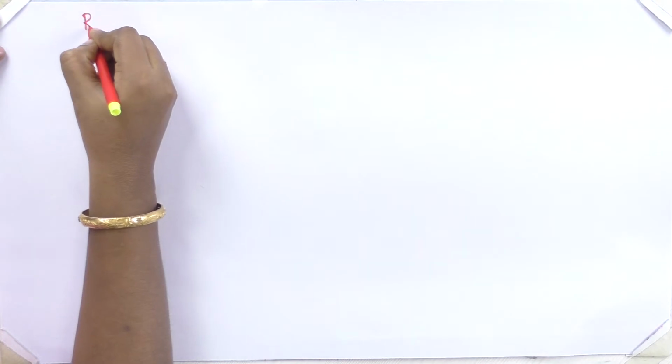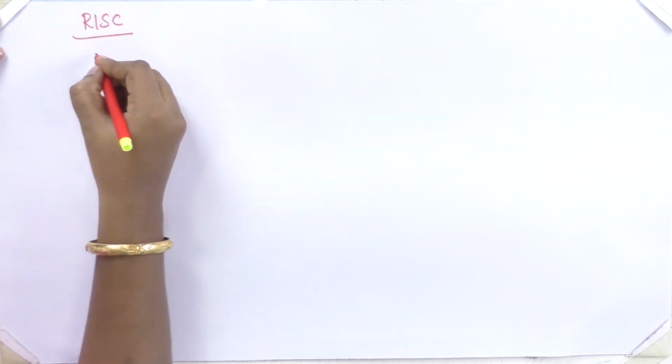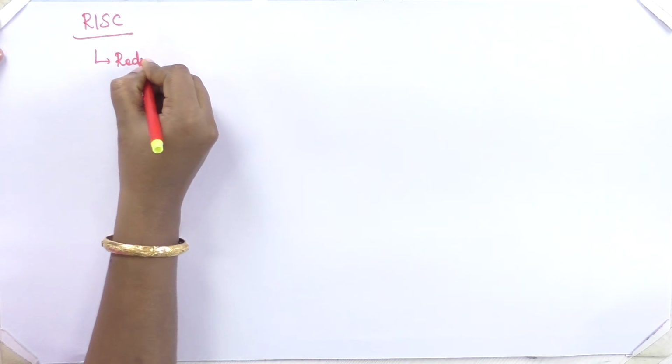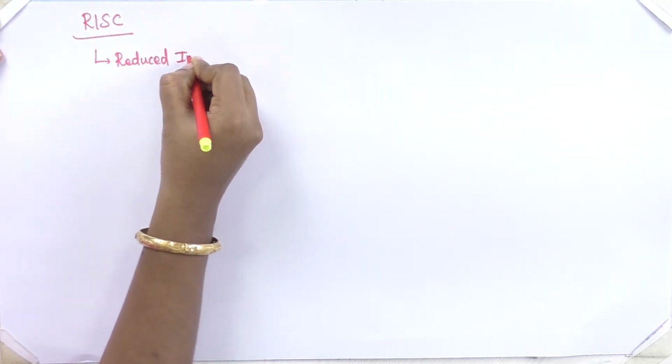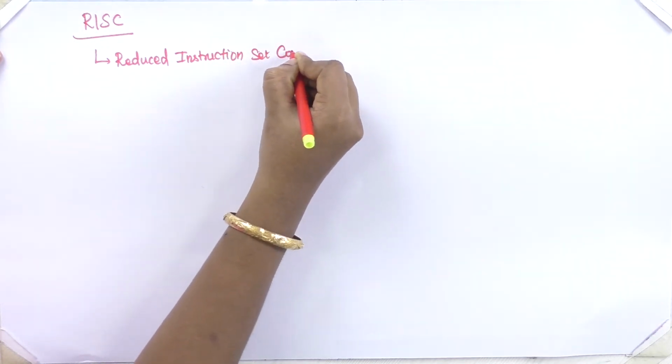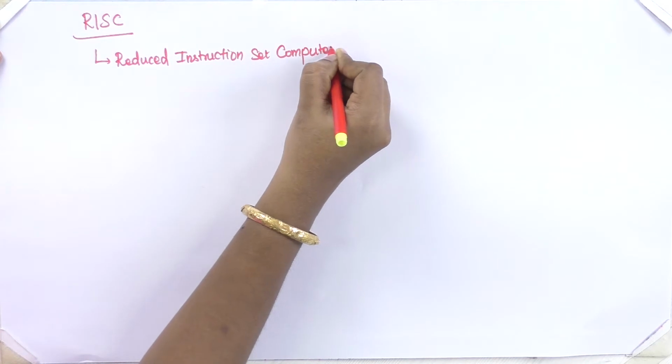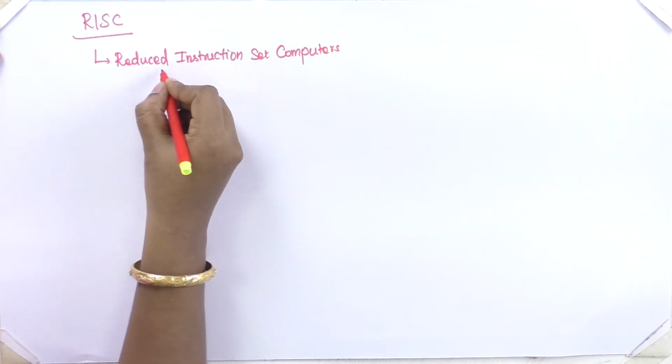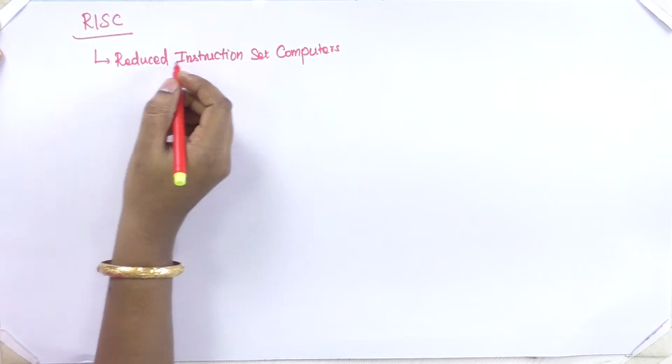In our previous session we have seen about CISC architecture. Under CISC architecture we have seen about VAX architecture and Pentium Pro architecture. Today we are going to see about RISC architecture. RISC stands for Reduced Instruction Set Computers. Here our instruction sets are very much reduced, but the complexity is also increased.